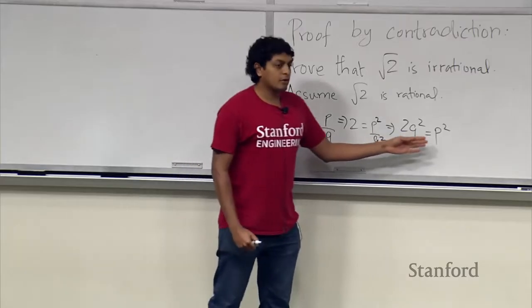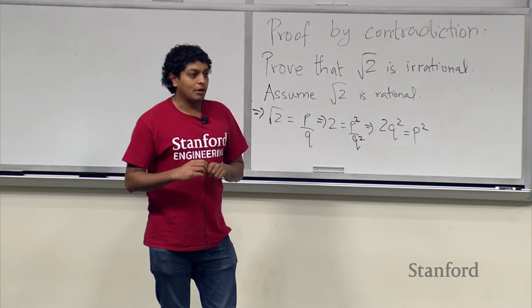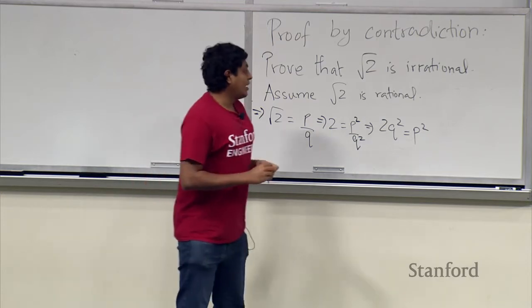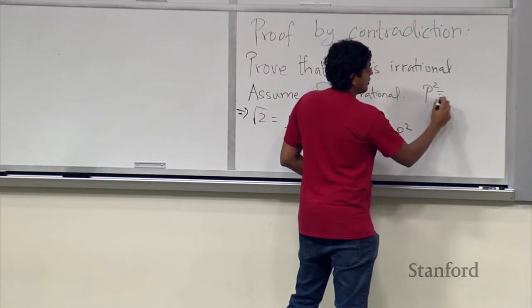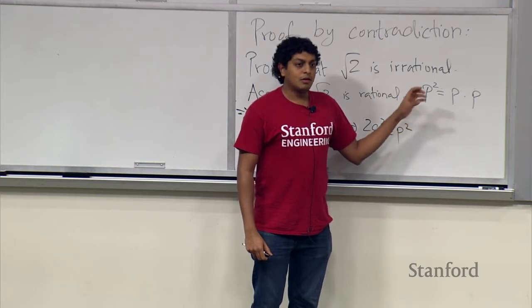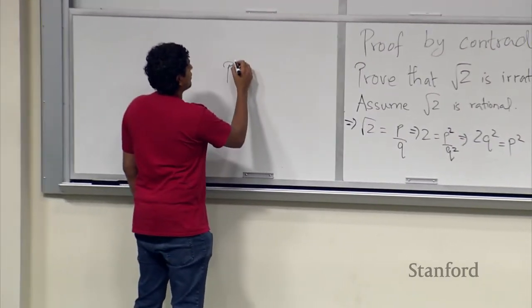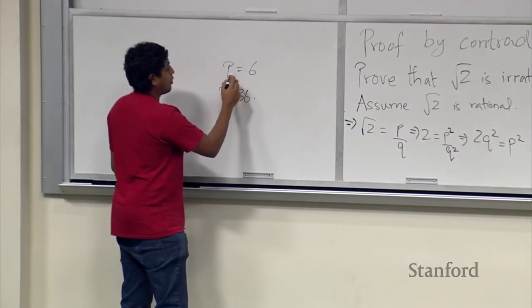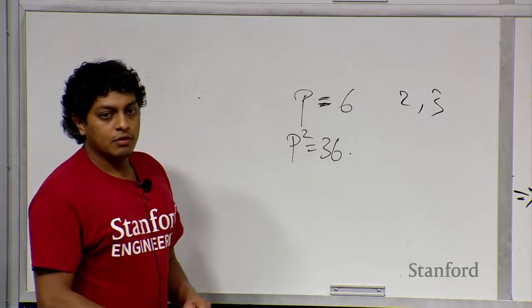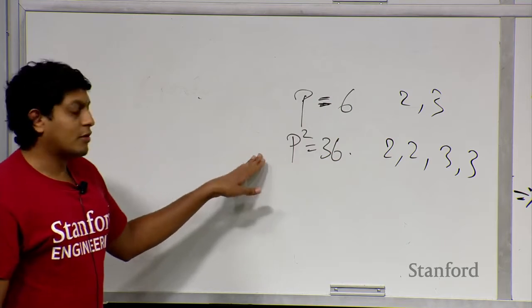So we know that p squared is a square number, right? So it's a perfect square. That means that its number of prime factors is even. Does that make sense? So we have p squared is equal to p times p. So what are the prime factors of p squared? It's basically the prime factors of p repeated twice, right? For instance, if p is equal to 6 and p squared is equal to 36, what are the prime factors of p? 2, 3, okay. What are the prime factors of 36? 2, 2, 3, 3, right? So whatever this is, this just gets repeated twice because this is a perfect square, right?